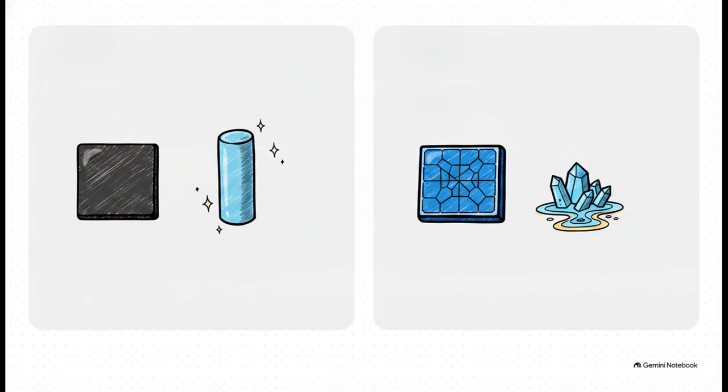Polycrystalline panels, on the other hand, well, they're cast from multiple silicon crystal fragments melted together. They have a distinctive speckled blue look and offer slightly lower efficiency, but generally come at a lower cost. So now you have the insider knowledge to instantly identify them when you're walking around your neighborhood.